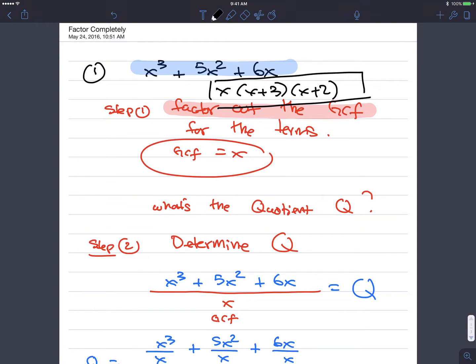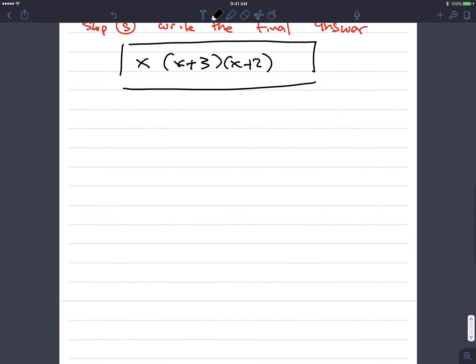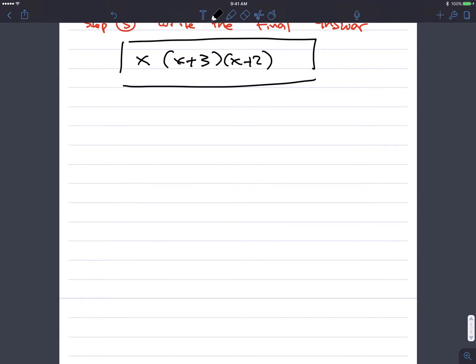So I'm going to summarize factoring completely. Just take out the greatest common factor first, and then factor your quotient. That's it. You're now going to factor this way forever, and that's going to pretty much complete your factoring career. We're going to use this information in the future, but for now, we're just going to factor completely. So take a look at the next question.